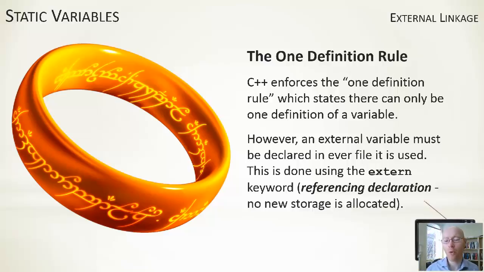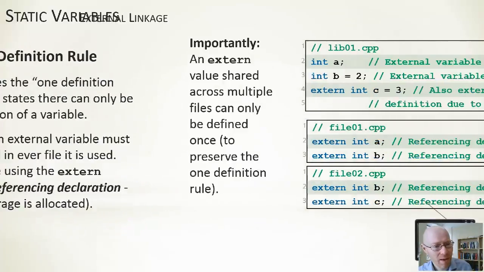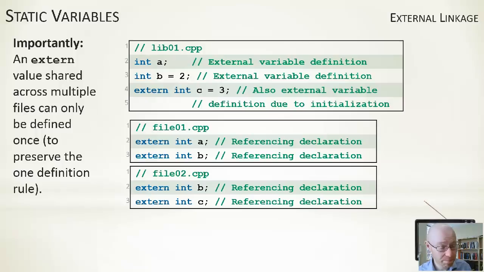It's known as a referencing declaration. So I can declare that it exists, but I'm referencing the existence of it being somewhere else. No new storage is allocated. Slightly confusing, but that's just part and parcel of the requirements of this. So you can see an example of it here.